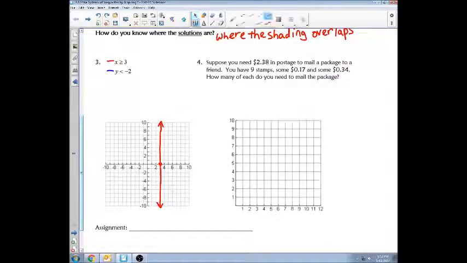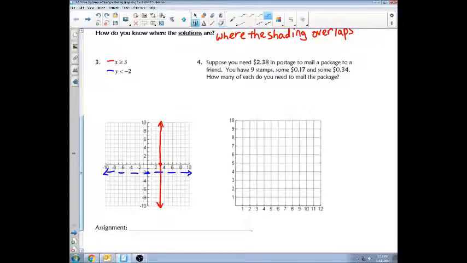For my blue graph, remember if I had y equaled something, it would be a horizontal line where y is -2. Well, that's where y is -2. So it's going to be a dashed horizontal line at y is -2 because it is not less than or equal to, it's just less than.